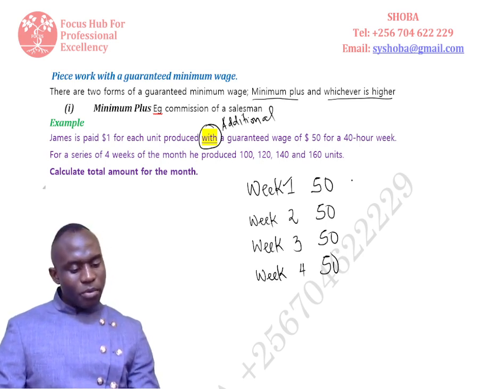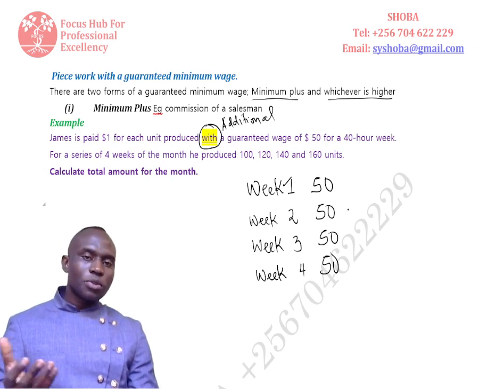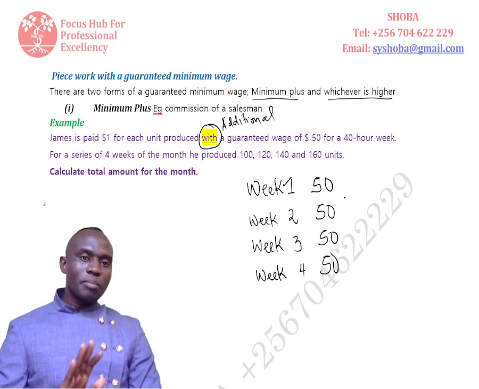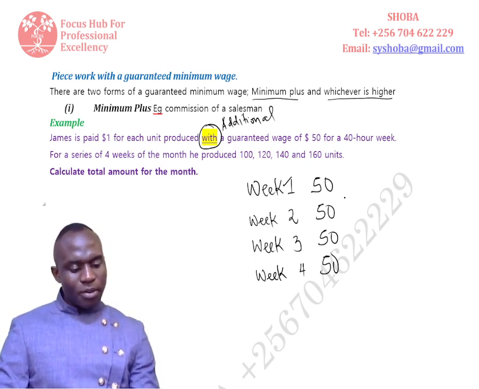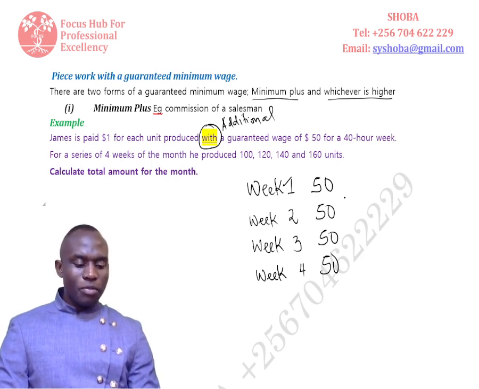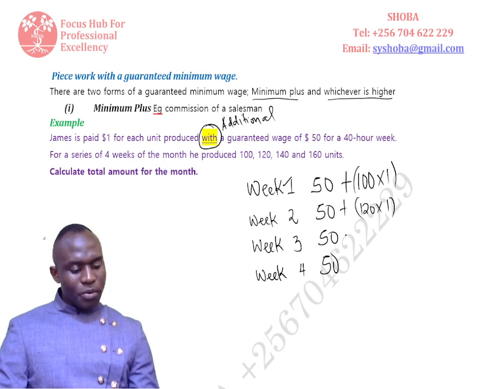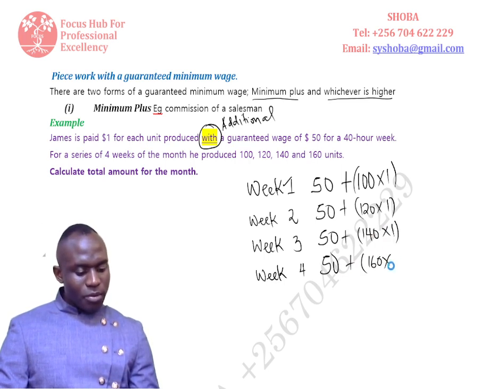So in week 1, he produced 100 units. He has to get the 50, whether he produces units or he doesn't produce. It is a must, it is a fixed payment or fixed salary. So total payment for week 1 would be 50, which is the guaranteed. Then we add on the payment because of producing the units, so it is 100 times 1. Then in week 2, it is 120 units, but each unit is paid at $1. Week 3, it is 140 times 1. And in week 4, it is 160 times 1.